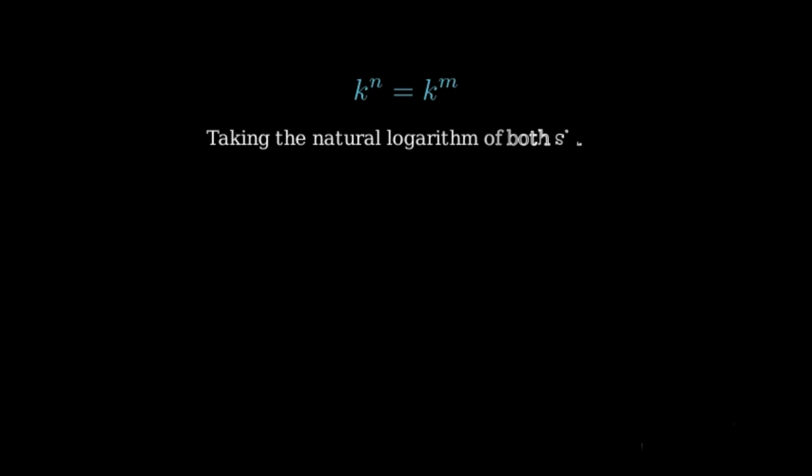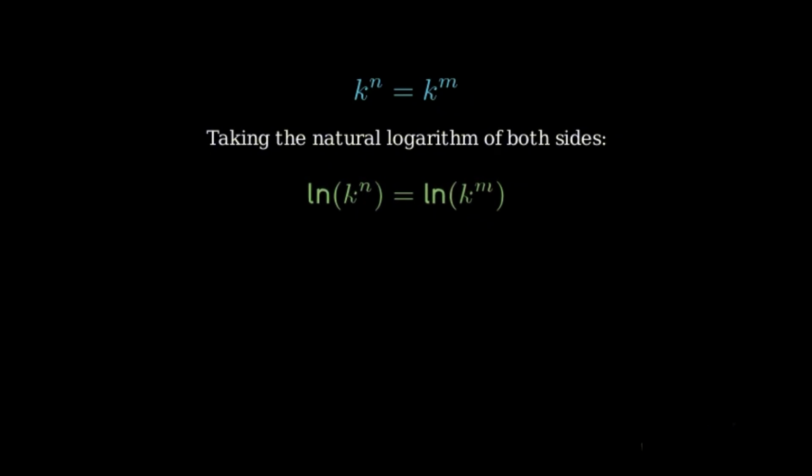Let's examine why k raised to the power of n equals k raised to the power of m implies that n equals m. This property is fundamental in algebra, but it only holds when k is positive and not equal to 1. To prove this relationship, we'll apply the natural logarithm to both sides of the equation. This is a common technique for equations with exponents because logarithms can bring down exponents. So we now have the natural logarithm of k to the power of n equals the natural logarithm of k to the power of m.